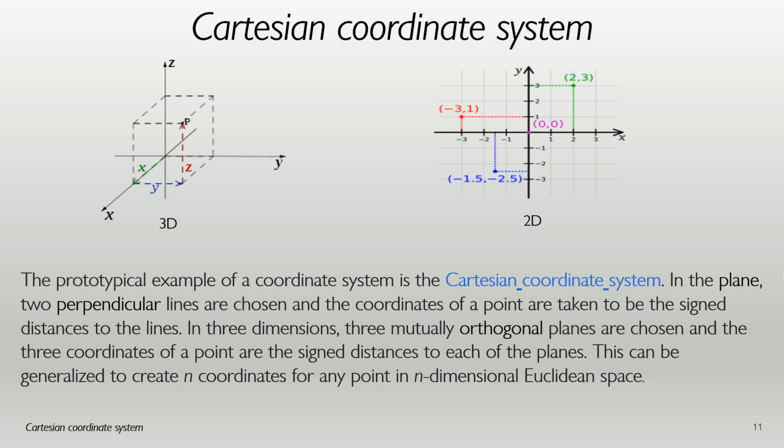In a 2D surface, the intersecting point of two perpendicular lines is called the origin, and in 3D, the intersecting point of 3 mutually orthogonal planes is called the origin. This can be generalized to create n coordinates for any point in n-dimensional Euclidean space.